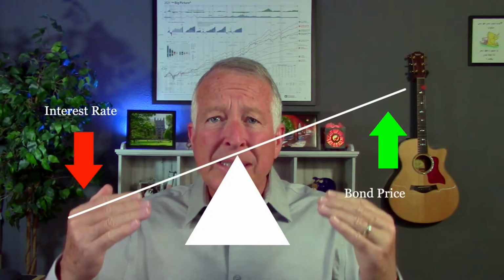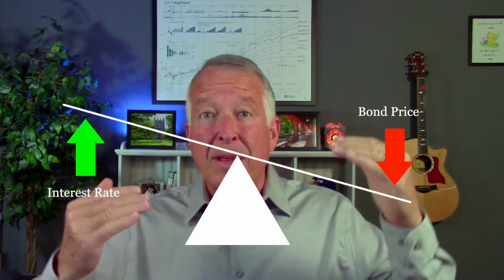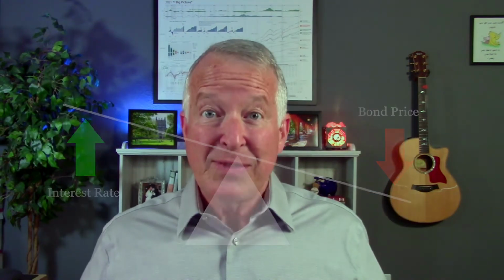Have you ever wondered why there's an inverse relationship between bond values and interest rates? In other words, why if one goes up, the other one goes down, or vice versa? In this video, I'm going to explain in plain English, as best I can, just why that relationship exists.